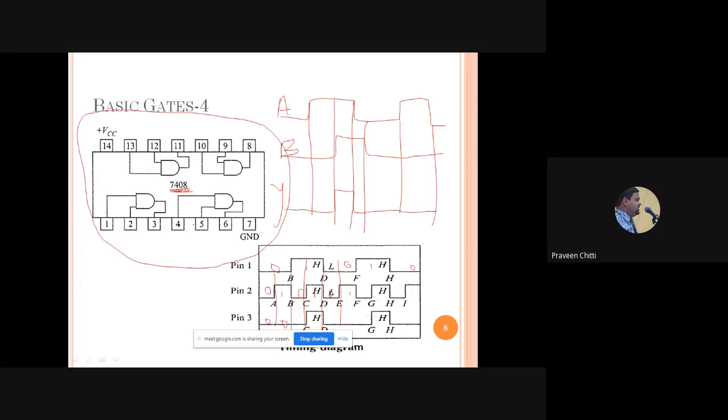It is a 14 pin IC. Out of 14 pins, 2 pins will be used for ground and VCC. Pin number 7 is always ground. Pin number 14 is VCC. So the remaining 12 pins are available. With 12 pins, how many gates can you get? Because every gate requires how many pins here? 3 pins, 2 for input, 1 for the output. So with a total of 12 pins, how many gates can you include in this IC? 4.